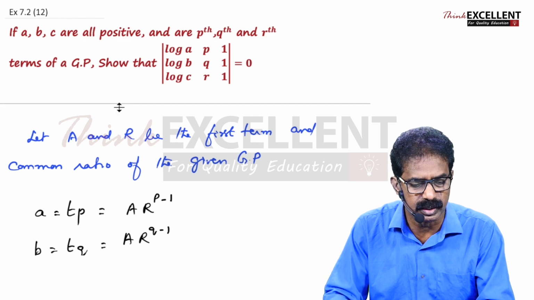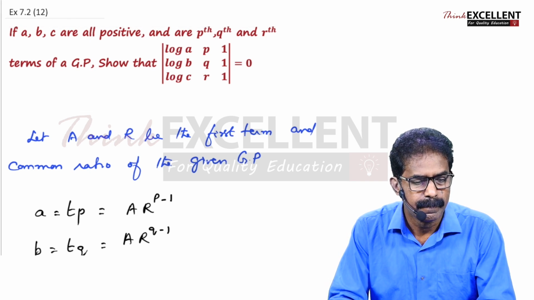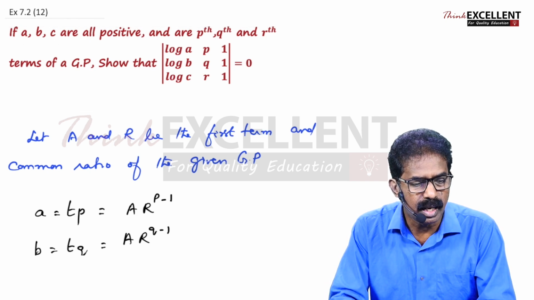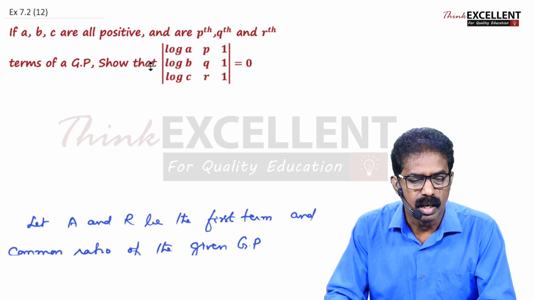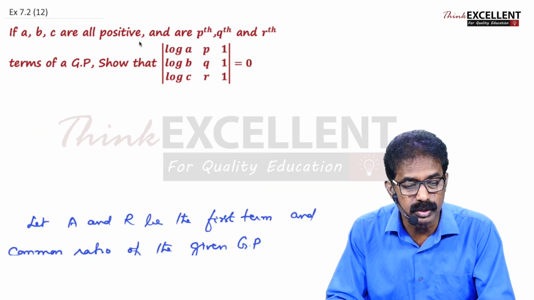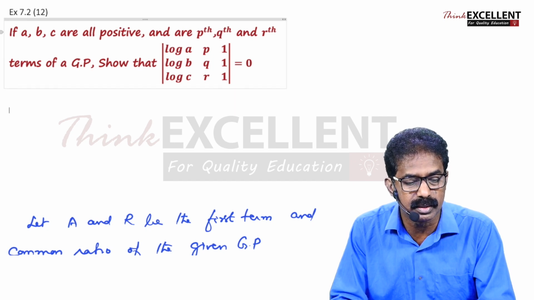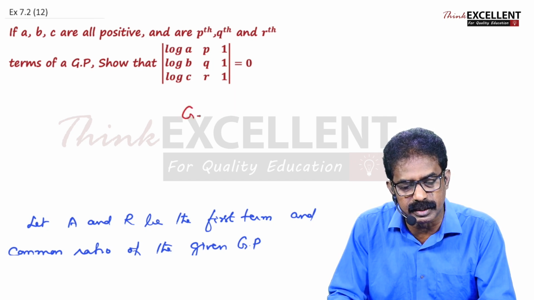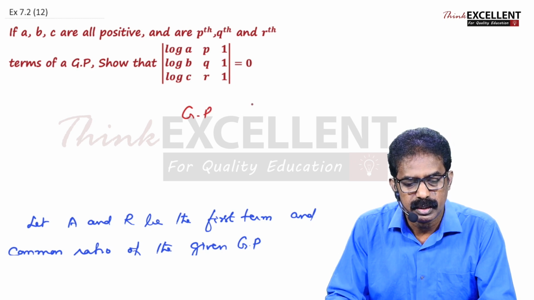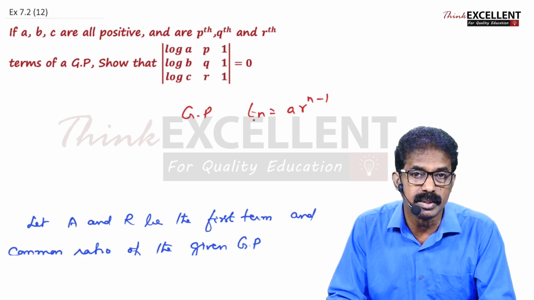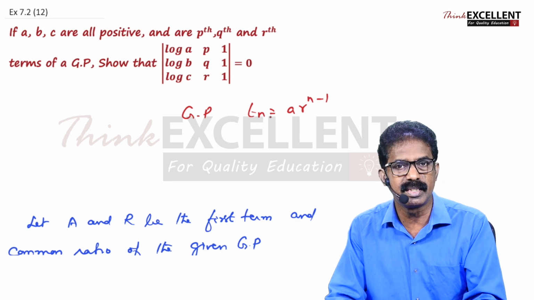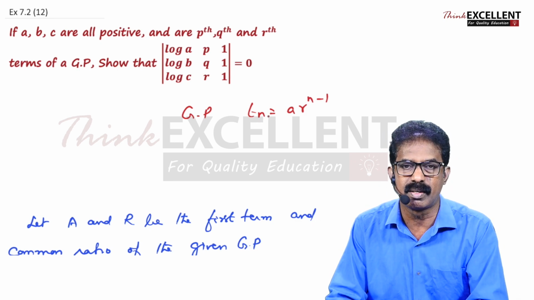Listen, it's a very good question. If A, B, C are all positive and are the pth, qth and rth term of a GP. You know, please listen, in a GP, nth term is AR raised to n minus 1, right? Nth term is AR raised to n minus 1. So 7th term is AR raised to 6, that is 7 minus 1.